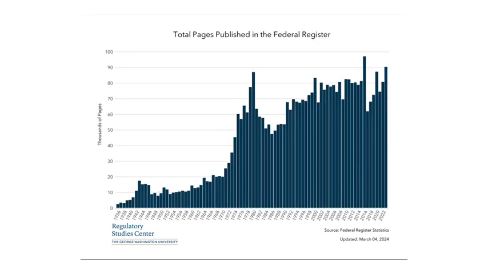This is now looking at total pages published in the Federal Register, which is the daily journal of the federal government in which all of its activities, newly proposed rules, final rules, executive orders, other agency notices, accumulates all that together. Again, you get the idea. There's so much.